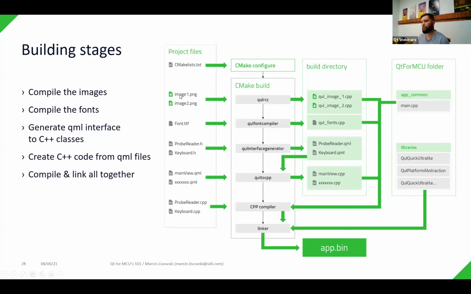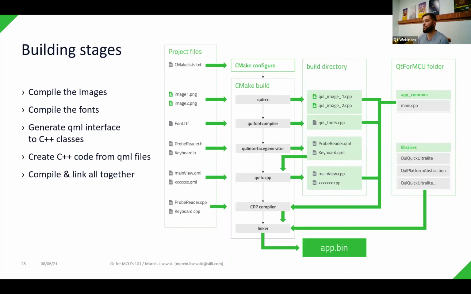The first thing is to compile the resources. All of the PNG files that you added to your application are going through the tool called qrcc, and this tool converts all of those images to the formats that are known and needed by Qt for MCUs. Those will be C++ files at the end, after qrcc finishes its job.